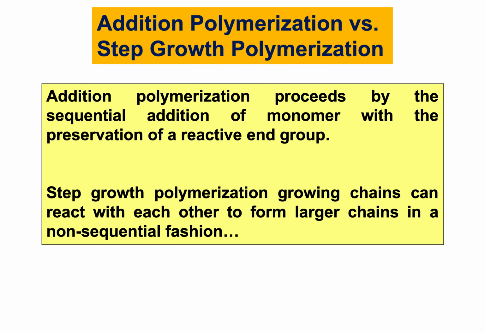Addition polymerization proceeds by sequential addition of monomers with the preservation of the active site. In step growth polymerization, growing chains can react with each other to form large chains in a non-sequential fashion.